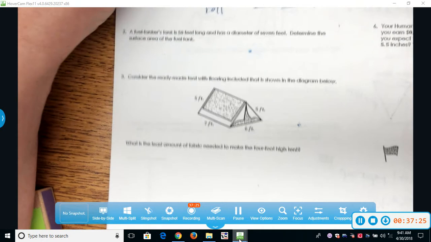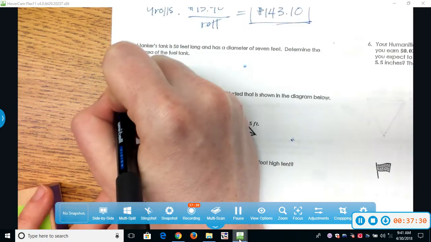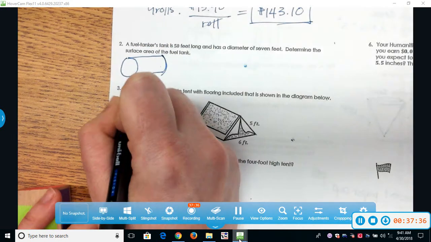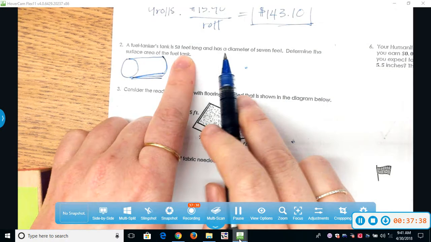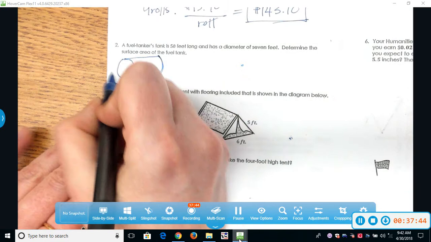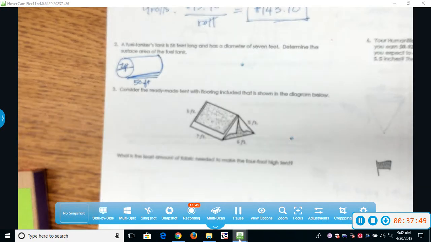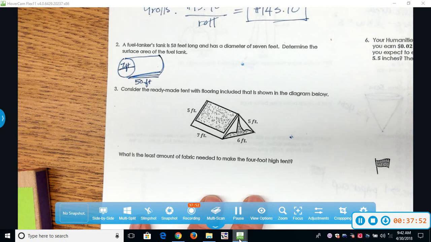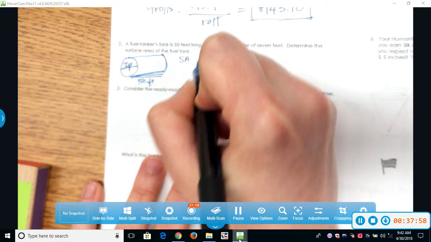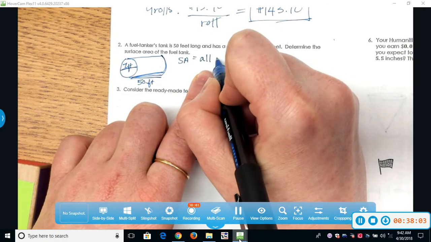Alright, number 2, let's do a cylinder. You have a fuel tanker's tank. Here's the tank. It's 50 feet long and has a diameter of 7. And it says determine the surface area of the tank. Ooh. So surface area again is all of the sides.